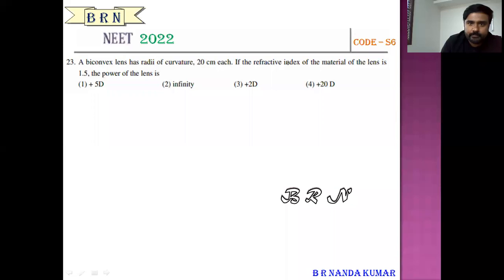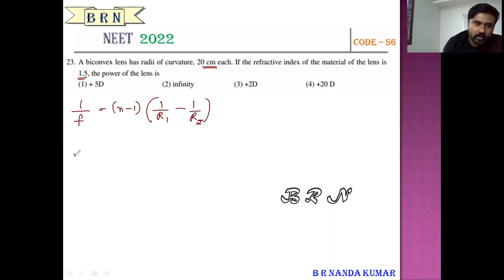Next one, take a look. A biconvex lens has radii of curvature 20 cm each. If the refractive index of the material of the lens is 1.5, find the power of the lens. So now we have to use the lens maker's formula: 1/f = (n - 1)(1/R1 - 1/R2).